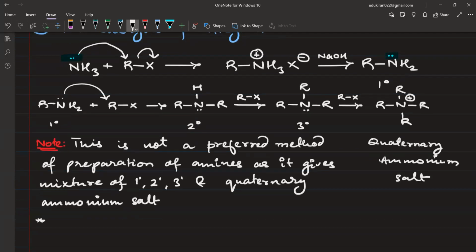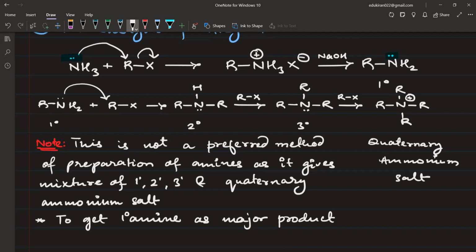So please write next. To get 1 degree amine as major product, NH3 should be in excess.